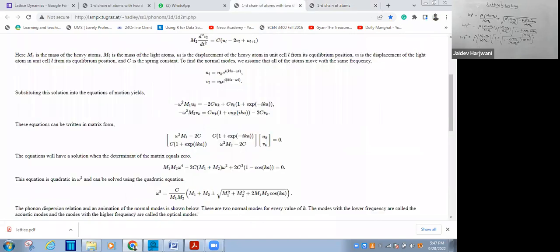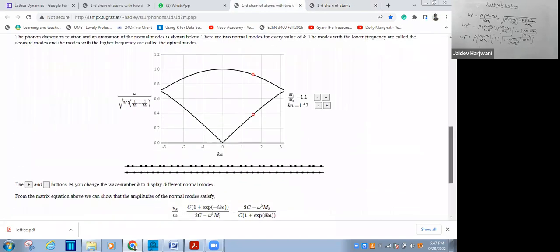Now let me discuss what happens in the diatomic chain. Yesterday we have seen the expression, and we get two frequencies. The frequency graph is split in two parts. The lower graph is called the acoustic branch, and the upper band is called the optical branch. The lower one is the same as what we've seen in the monatomic lattice, and the upper one is this upper graph.